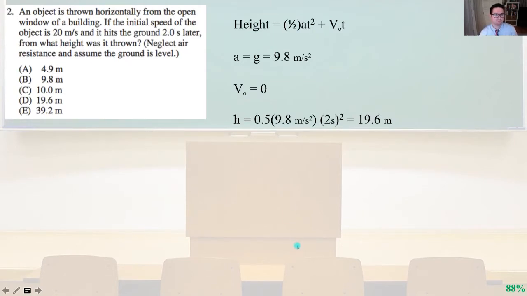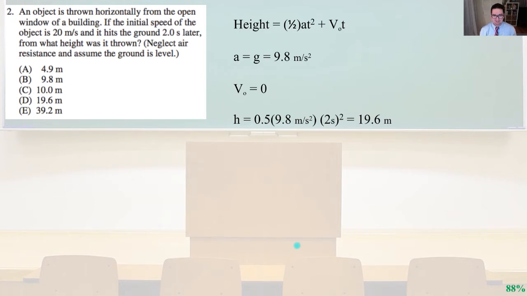Number 2, here we go. An object is thrown horizontally from the open window of a building. If the initial speed of the object is 20 meters per second and it hits the ground 2 seconds later, from what height is it thrown? Again, we're going to be able to neglect air resistance, and we're going to assume the ground is level according to the problem.